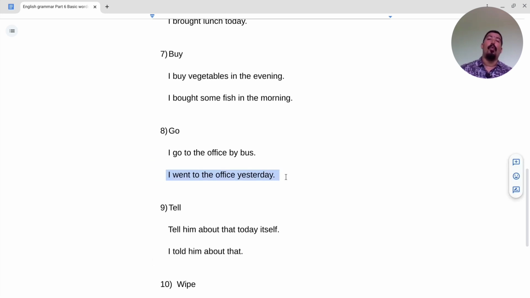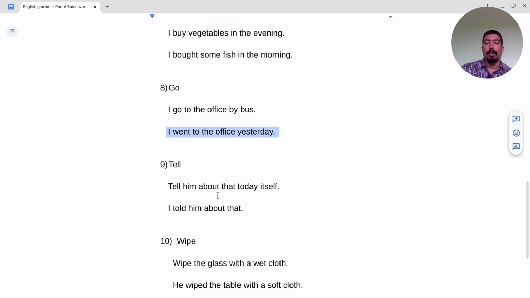Go is the first form of verb. I went to the office yesterday. Go, the past form is went. You completed it. My friend asked me, where did you go in the morning? Where did you go yesterday? You went somewhere in the morning, right? Where did you go? I went to the office yesterday. Go means that is a regular action, that is a habitual action. Go means the simple present form. I went to the office yesterday, that means the past form.